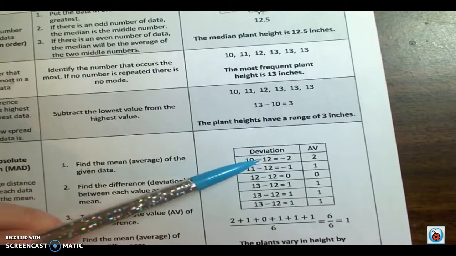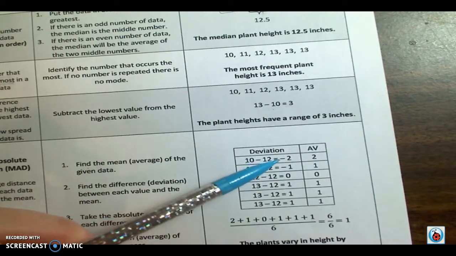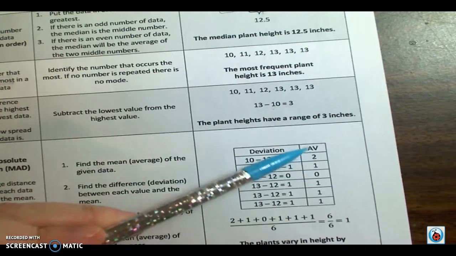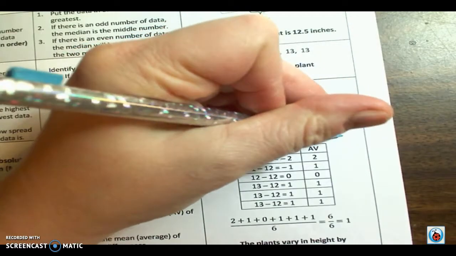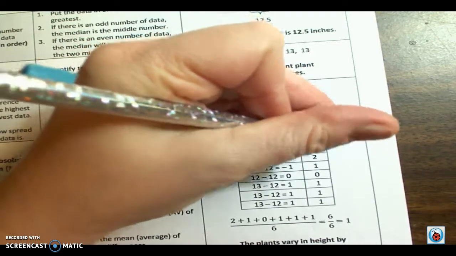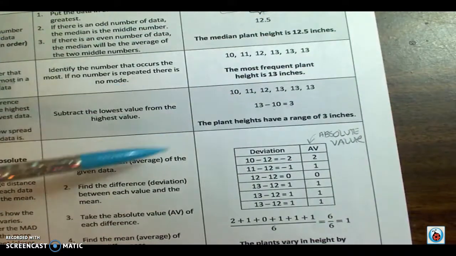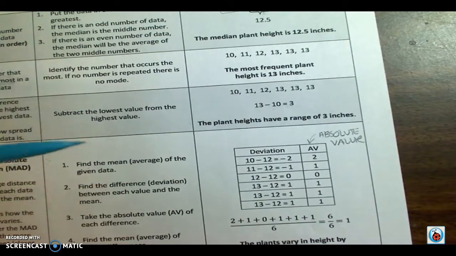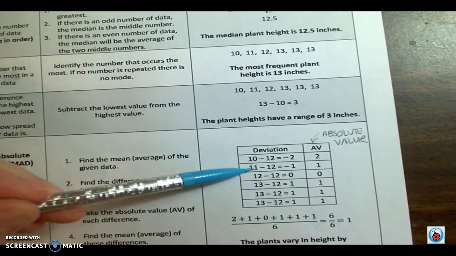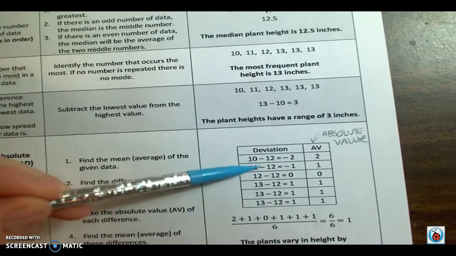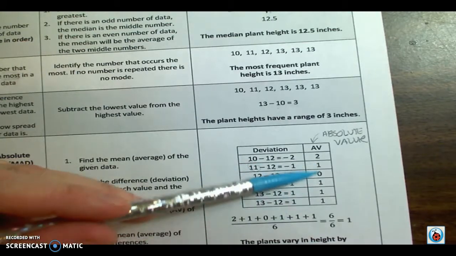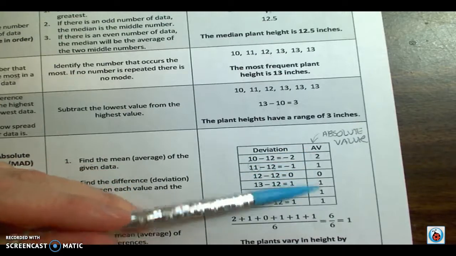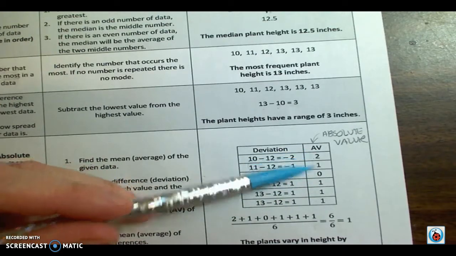Okay, so 10 minus 12, well, that's negative 2. But we just want to find distance. And remember, distance is always positive. So we're taking the absolute value. So this AV right here stands for absolute value. Again, when you're finding how far away something is, which is your deviation, your distance, it's always going to be positive. So 11 minus 12, okay, because it was 11 and our average was 12, so it was 1 away, 0 away, etc., etc. So these are how far off our data values are from the average.